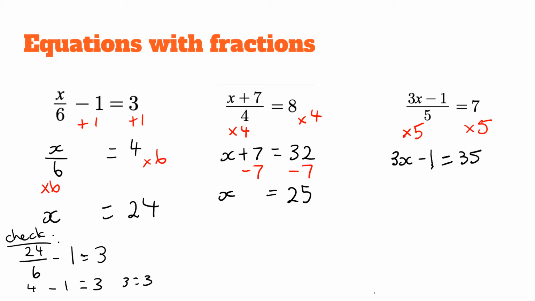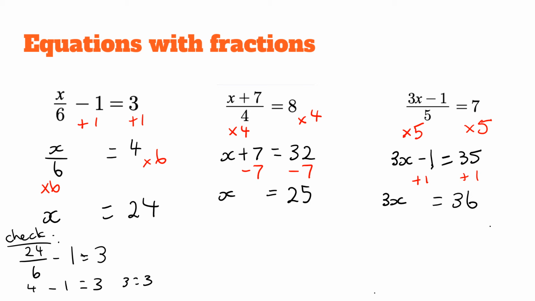Now we have 3x minus 1 equals 35. So we need to get rid of that negative 1. So we're going to plus 1. And once again, we have to do it to both sides. So now we have 3x minus 1 plus 1 is 0 equals 35 plus 1 is 36.